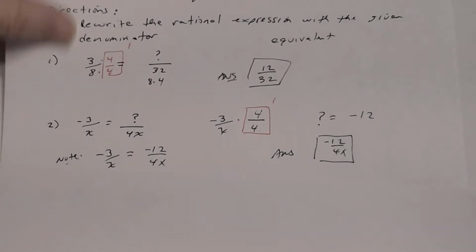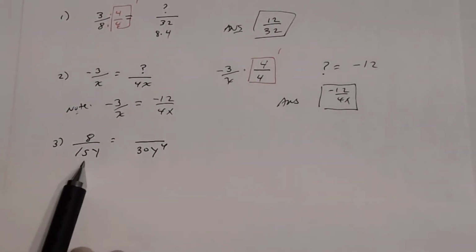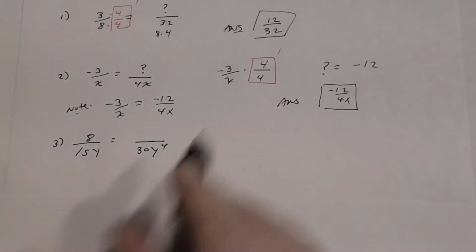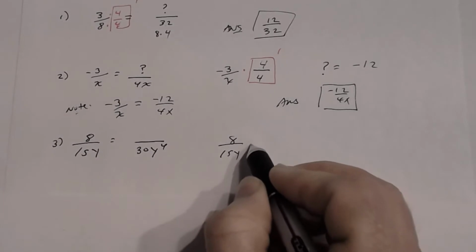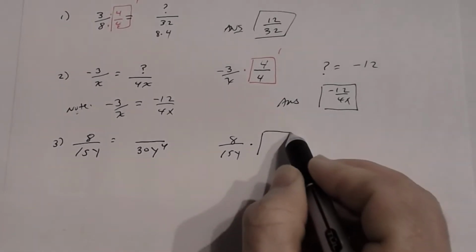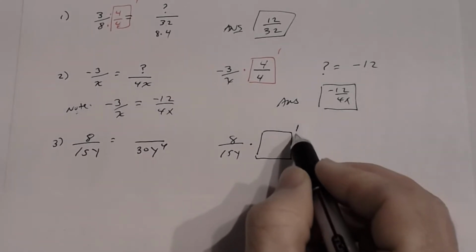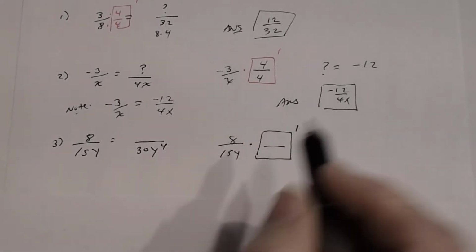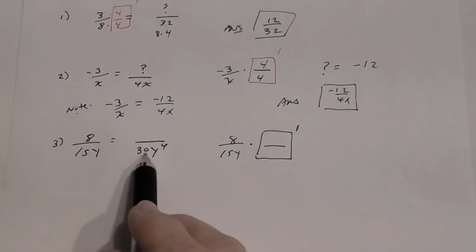All right, number 3, again, we have monomial factors here. So notice, let me go ahead and rewrite this right here. So we have 8 divided by 15y. So I'm going to have to multiply this by some fraction that's equal to 1. So I need that to be a 1, to get an equivalent fraction with this denominator.